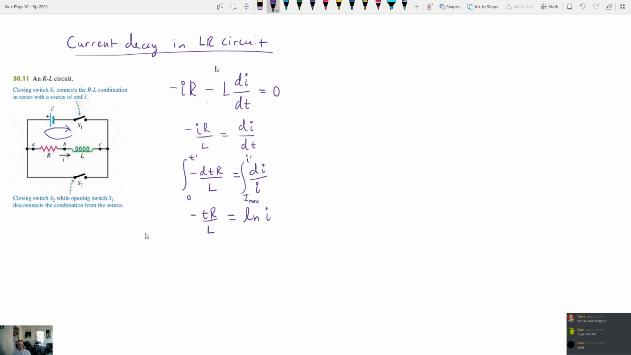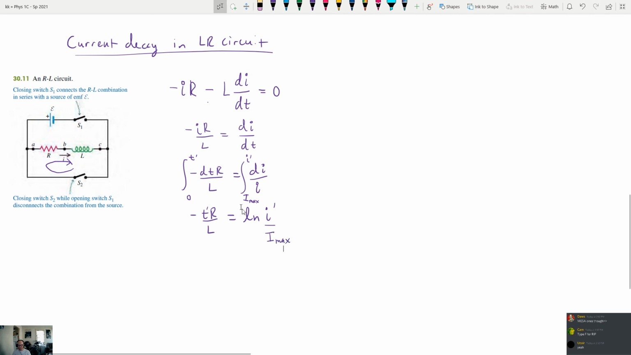Because we can basically just say at t equal to 0, whoops, this isn't the loop we're doing. We're doing this loop. At t equal to 0, we open S1 and close S2. So t equal to 0 is going to correspond to I max, and then t prime will be whatever the time is at which the current is equal to I prime. That works. Okay, so then we do our integral here. The integral on the left is just going to become negative t prime R over L when we plug in the limits, and the integral on the right is going to become the natural log of I prime over I max.